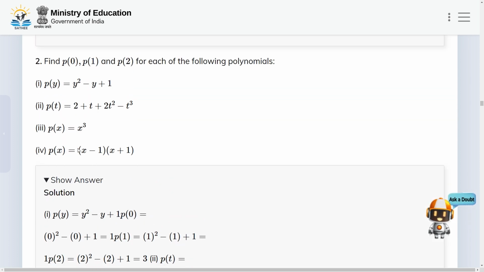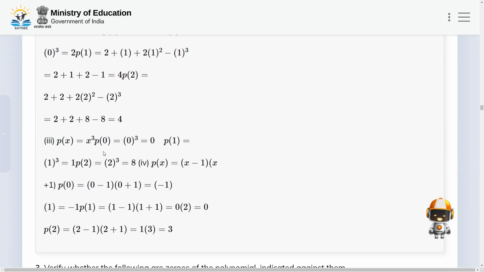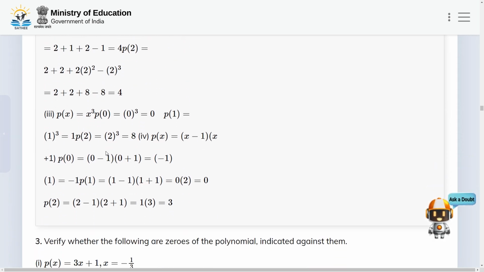So in the fourth one, here we have this polynomial p of x is equal to x minus 1 times x plus 1. Okay, so we have this. So now if we find p of 0, then p of 0 is equal to 0 minus 1 times 0 plus 1, that is equal to minus 1.